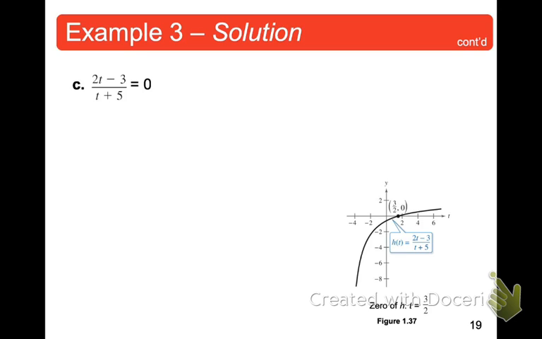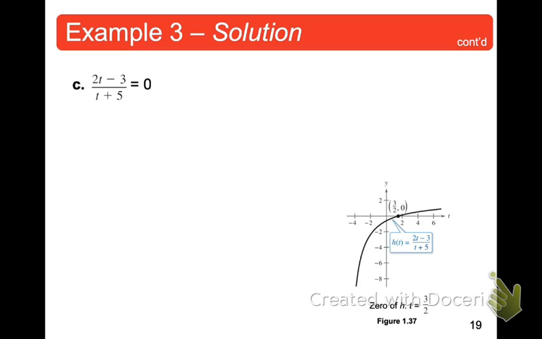Now, can anyone look at this? And now we're finding zeros, but can anybody look at this and tell me what is excluded from my domain on this one? What can t not be in my domain? Negative 5. I cannot have negative 5 because negative 5 makes my denominator 0. That's what I can't have.